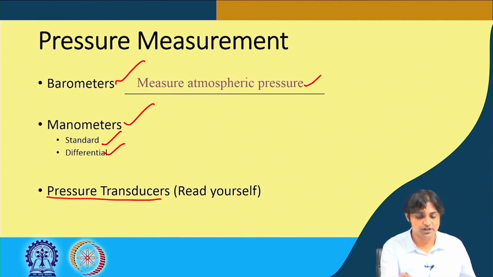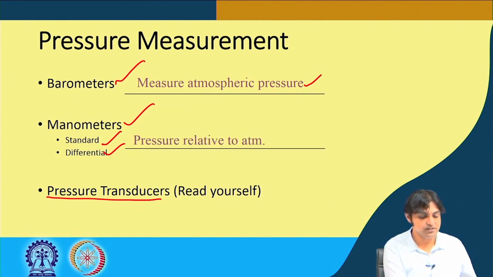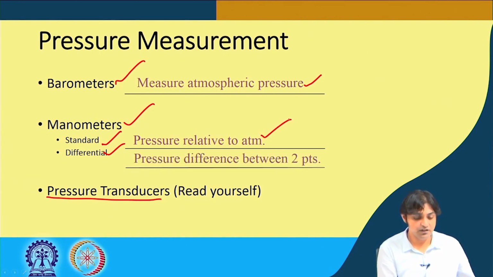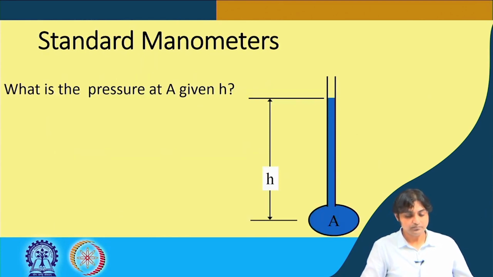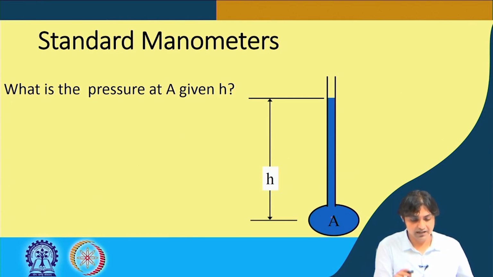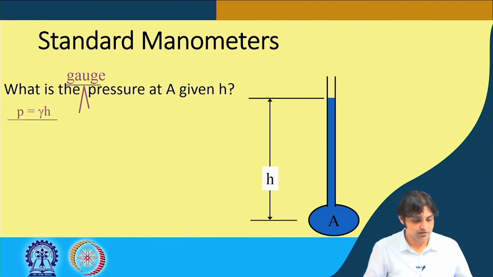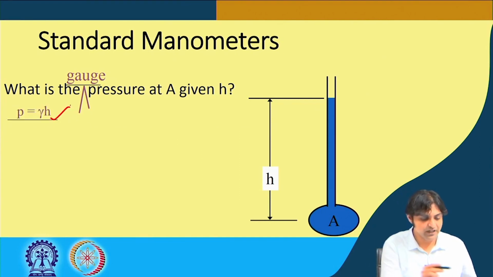Barometers measure the atmospheric pressure. Manometers, this standard manometer measures the pressure relative to the atmosphere. Differential manometers measure the pressure difference between 2 points. Good. So, standard manometers, how it works is a very simple example. If we are asked what is the pressure at A given the height, more importantly, we should mention what is the gauge pressure, because gauge means we are not counting the atmospheric pressure. So, P can be written as simply gamma into H, right.